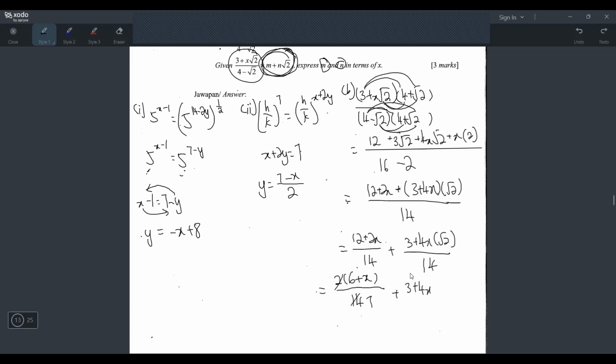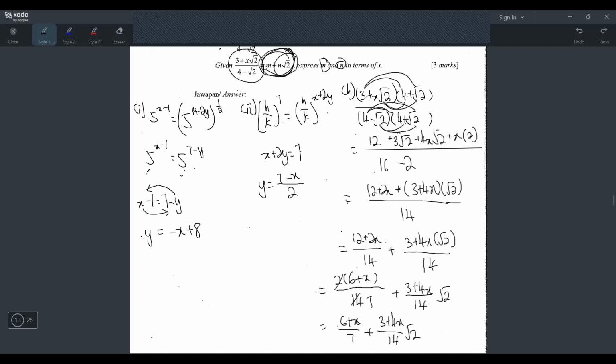So I will just write like this, but a little bit differently. Instead of writing everything over 14, I'll write over 14, and then the square root 2, I'll write in the middle. Actually, it's the same thing, but why I want to write like this is so that it's easy to compare later, right? So now you can actually compare already. 6 plus x over 7 plus 3 plus 4x over 14 square root 2.